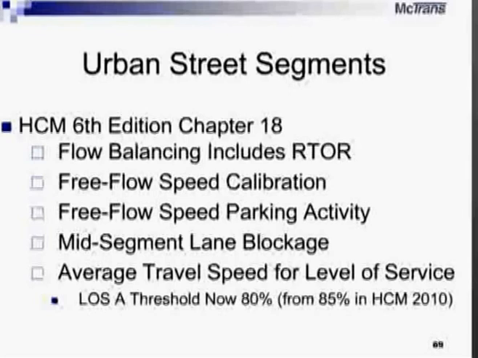Mid-segment lane blockage is modeled as an iterative procedure. I'm not sure if I have a slide on that, but it just restricts the saturation flow rates of the three contributing movements going to the segment, because of lane blockage between the signals. The level of service table was restructured, and actually the threshold from A to B was changed. It was 85% travel speed as a percentage of free flow speed, base free flow speed in the 2010 manual, and it drops to 80% in the 6th edition.